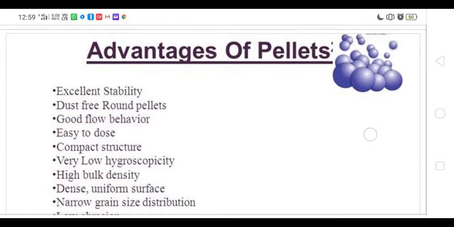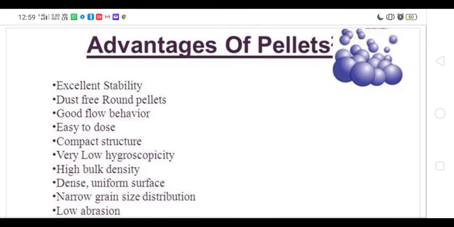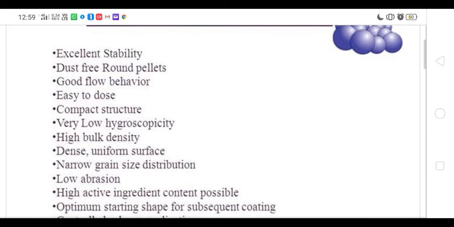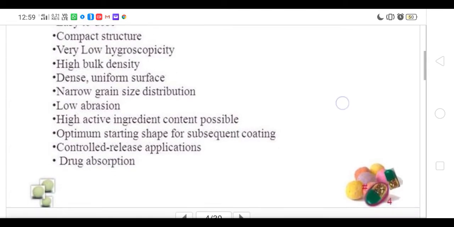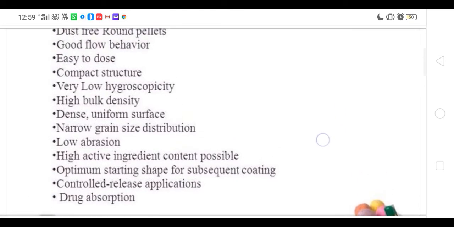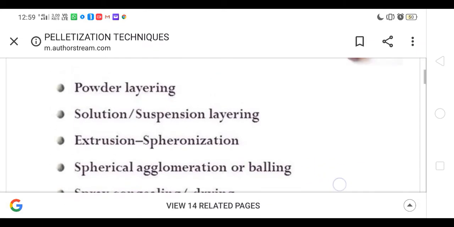First, they have good stability, excellent shape, dust-free rounded shapes, and good flow property. The dose can be easily controlled. They have a compact structure, very low hygroscopicity, high bulk density, a dense and uniform structure, narrow particle size distribution, and high active content is possible. They can give you controlled release and optimum shapes for coating.